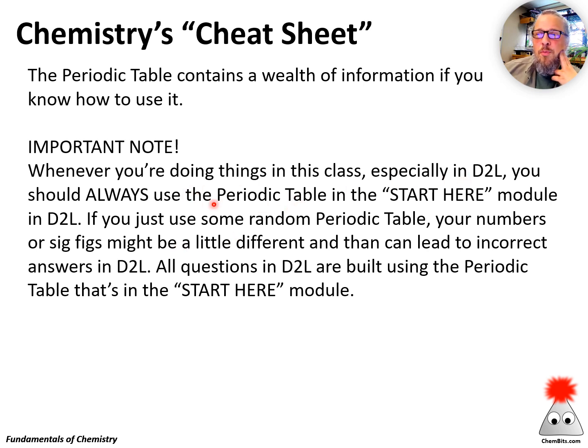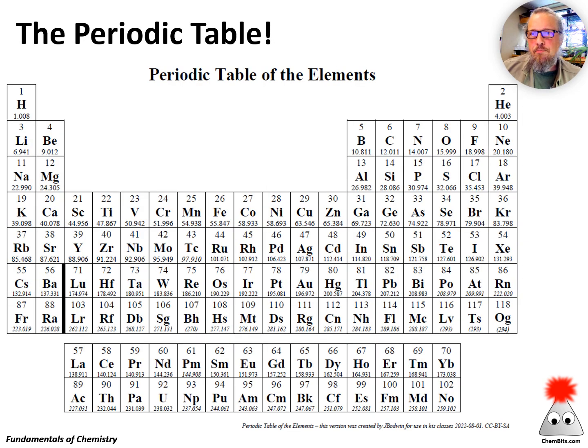always use the periodic table that is in the Start Here module in D2L. All of the questions are built using that specific periodic table with the specific numbers that are in that periodic table. So if you just pull numbers off of some random periodic table on the internet, it may have slightly different numbers that will possibly lead you to answers that will be marked incorrect in D2L.